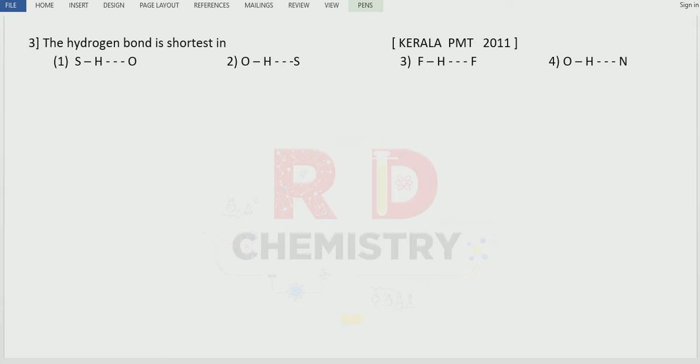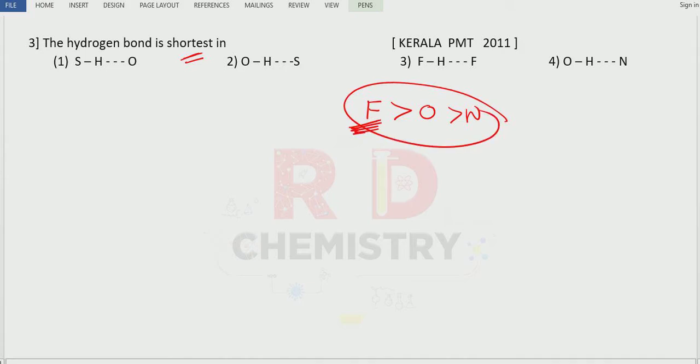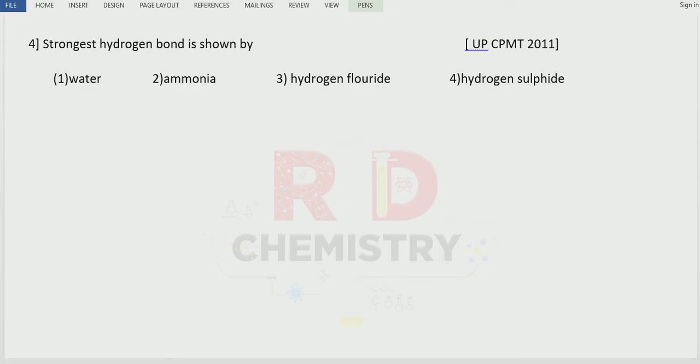Question number 3. The hydrogen bond is the shortest in which one? It follows electronegativity. Fluorine is most electronegative compared to oxygen and nitrogen. When there is a most electronegative element, it will attract the atoms closer. When atoms are attracted closer to each other, the bond becomes shorter. So the answer is option number 3. Right?